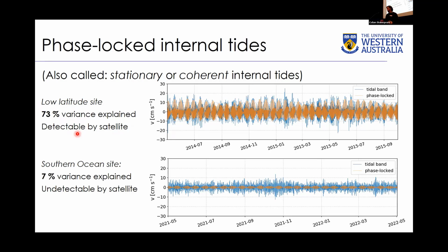At the Southern Ocean site, only 7% of the variance is explained by doing this harmonic fitting. And so the rest of that signal is basically invisible to a satellite or the altimeters.